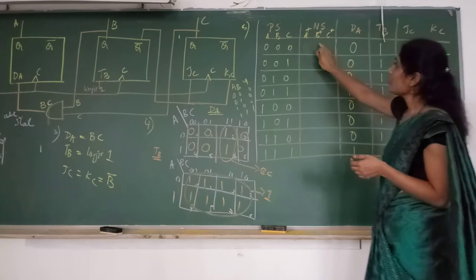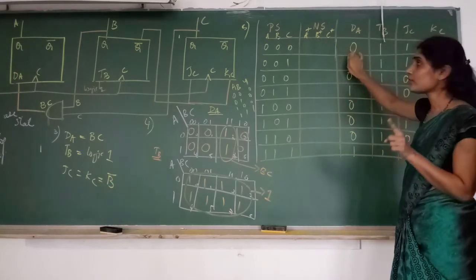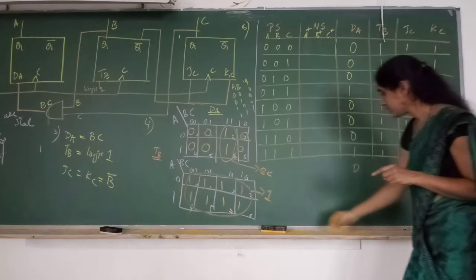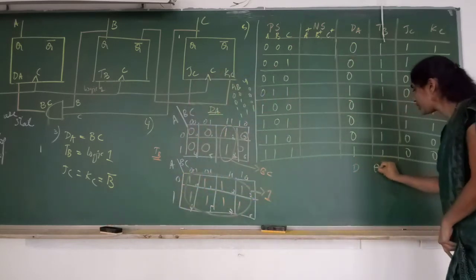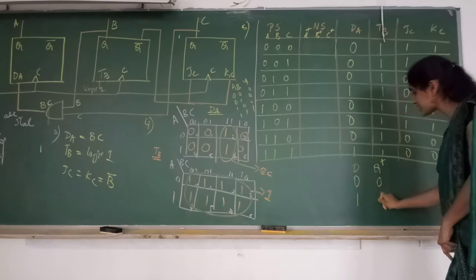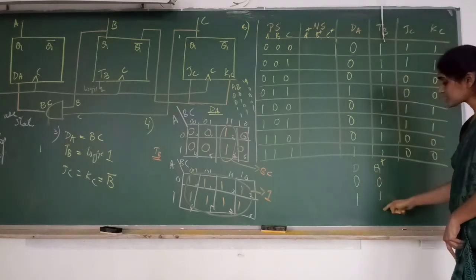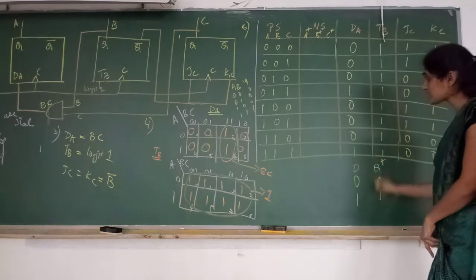Next, how do you write the next state? The first flip-flop is what flip-flop? D flip-flop. D flip-flop function table. D is the input. What will be the next state? If D is 0, next state is 0. If D is 1, next state is 1. Very simple. Whatever the D input, the next state will be the same.